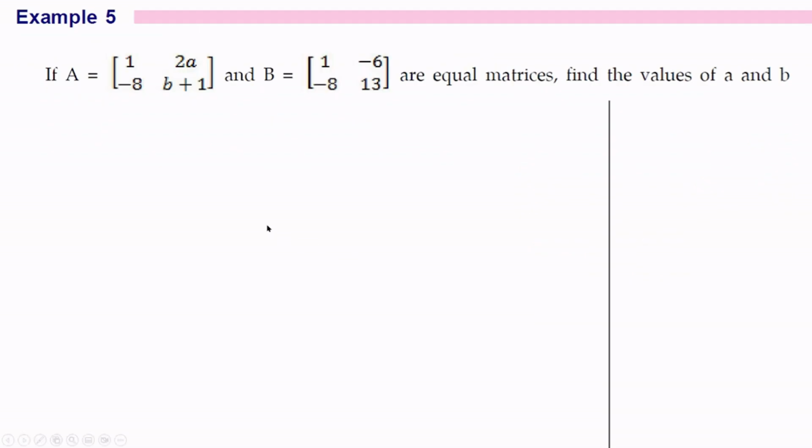Now we will continue with some examples. If A equal to 1, 2a minus 8, b plus 1 and B equal to 1, minus 6, minus 8, 13 are equal matrices, find the values of a and b. So here it is said A is equal to B. We have to find the values of a and b.